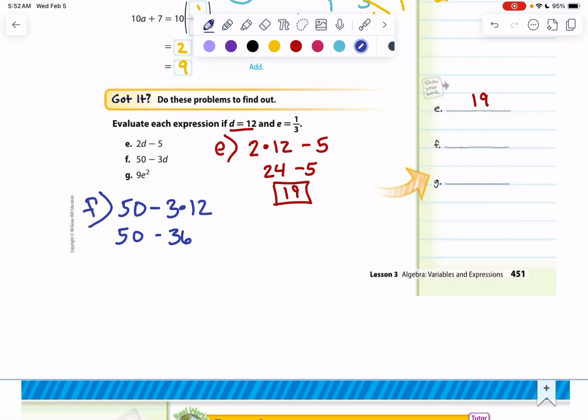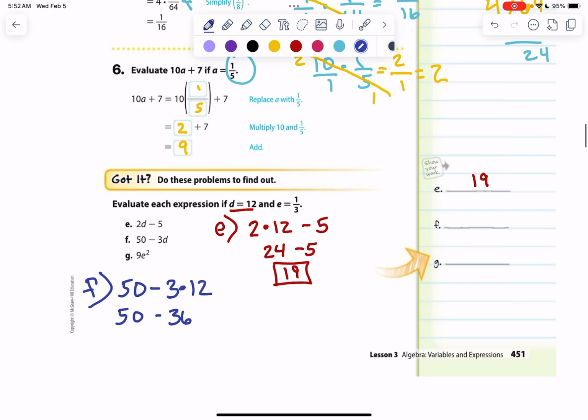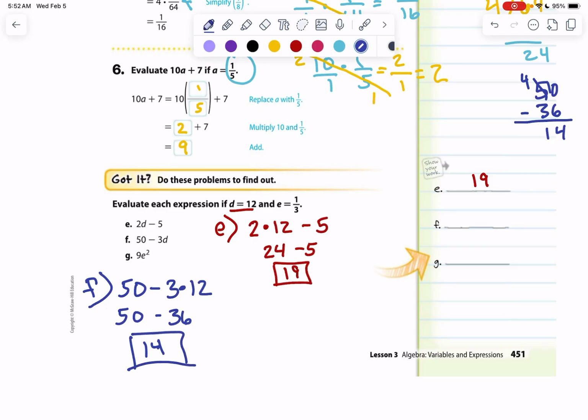If you were not comfortable doing that in your head, please set it up vertically over here somewhere. And remember, you cannot take 6 from 0, so you need to borrow. So 10 take away 6 is 4. 4 take away 3 is 1. So we know our answer is 14. Could we do it another way? Well, I would think in my head, 50 take away 30 is 20, and then 20 take away 6 is 14. That's what I would do. Okay, so 14.